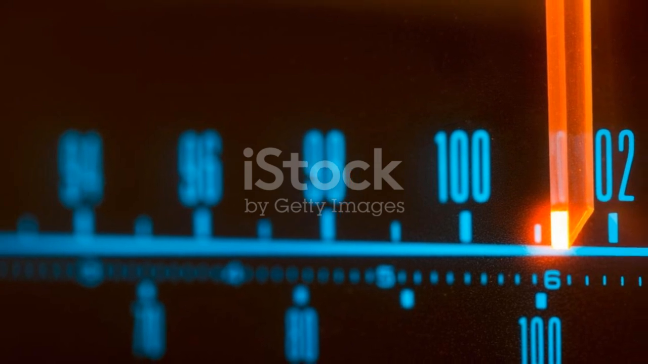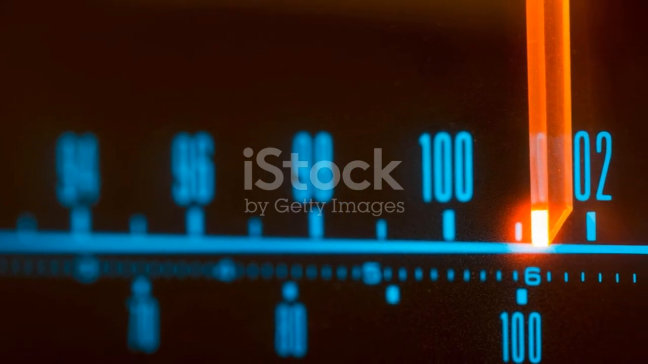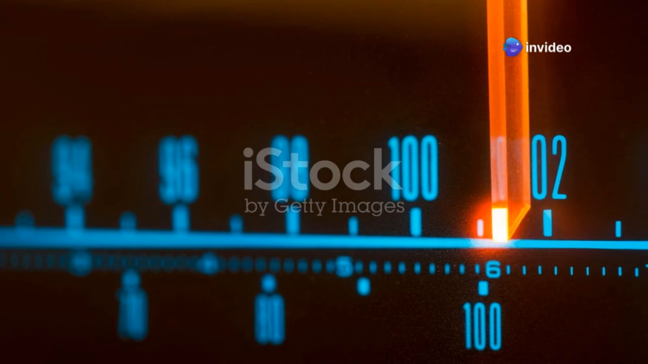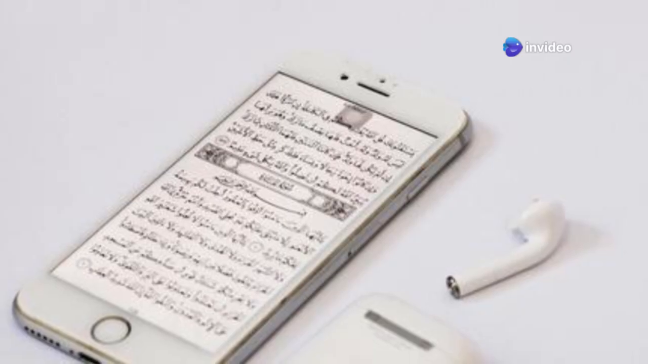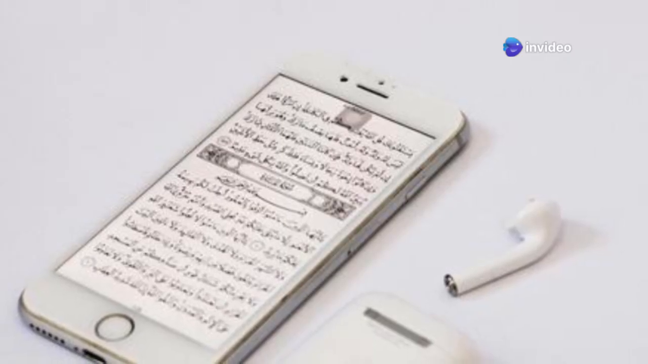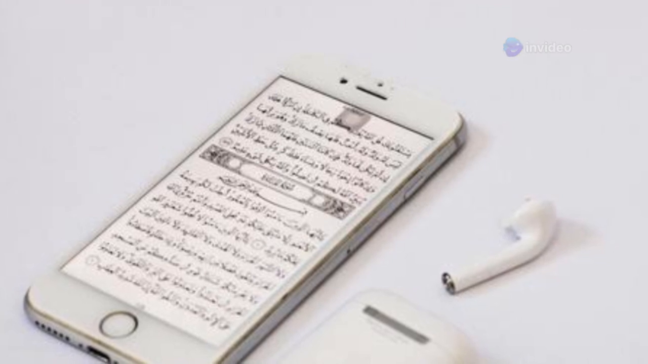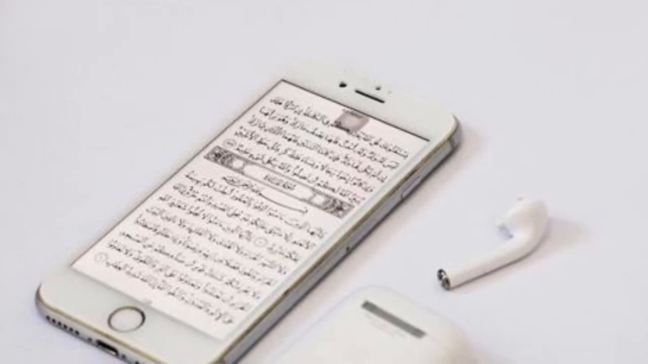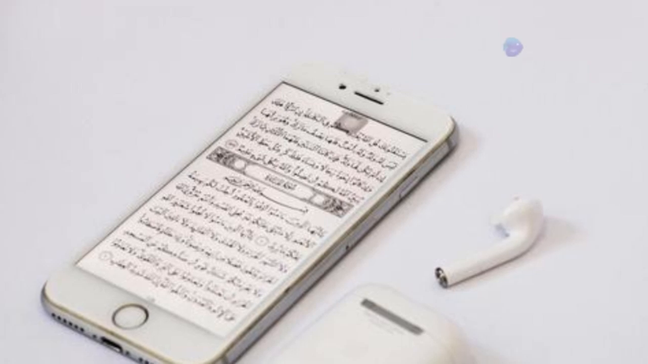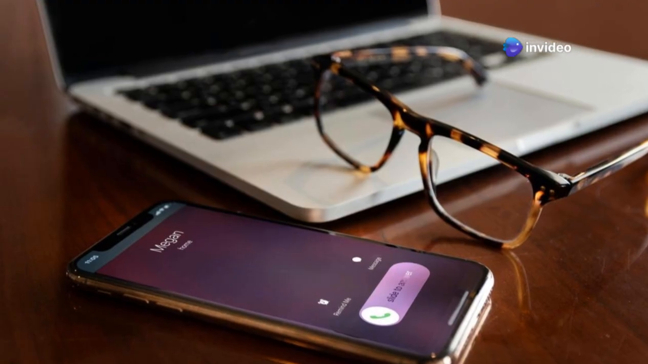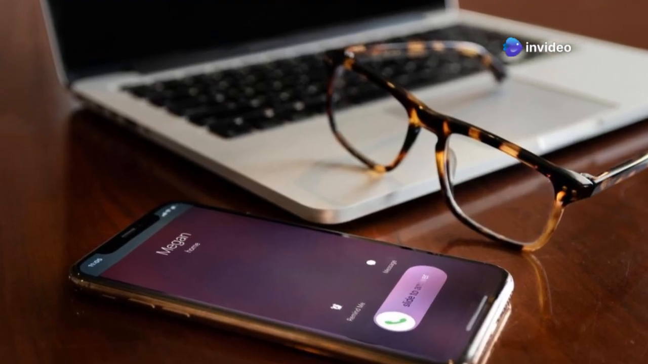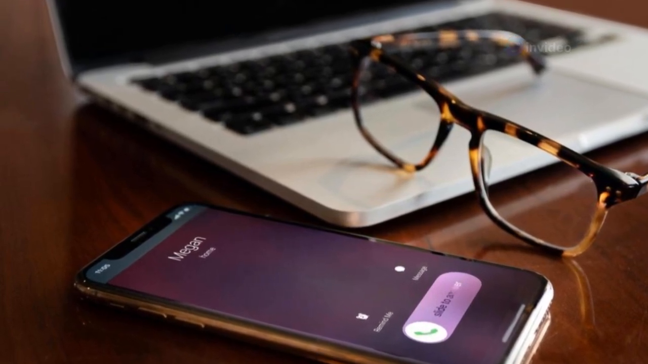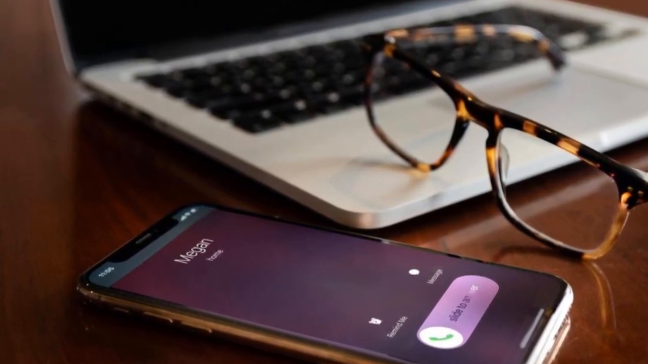CTCSS, or Continuous Tone-Coded SQUELCH System, uses inaudible tones to filter signals. These sub-audible tones are embedded in the transmission, allowing the receiver to recognize and respond only to signals with the matching tone. Imagine it like assigning a specific ringtone to a contact in your phone. Just as you can identify who is calling by the ringtone, CTCSS helps your radio identify which signals to pay attention to. Only calls from that contact will ring with that tone. This selective filtering is crucial in environments with multiple radio users, ensuring that you only hear the communications meant for you.